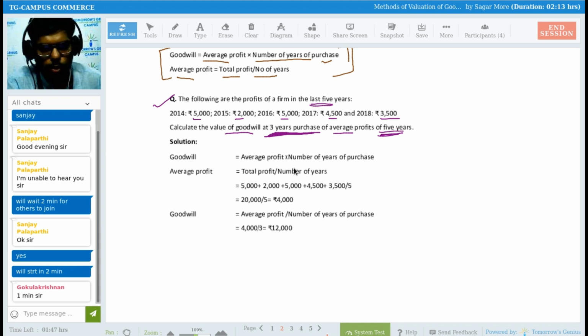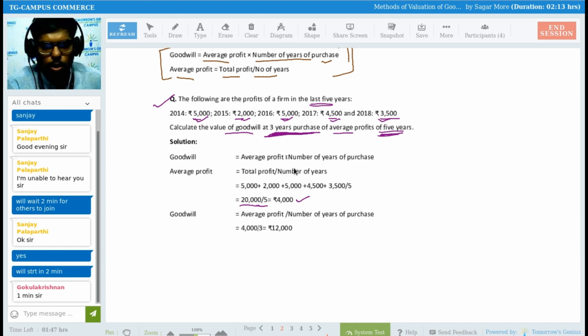Total profit. Yes, we have to add this total profit now: 5,000 plus 2,000 plus 5,000 plus 4,500 plus 3,500. So what is total? 20,000 divided by 5, 4,000, right? So we get to know average profit is 4,000. Then we have to put it into the formula.